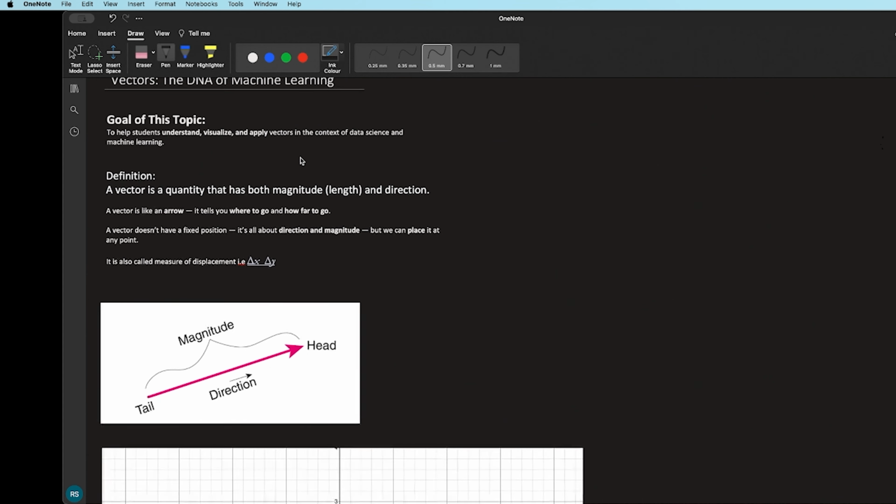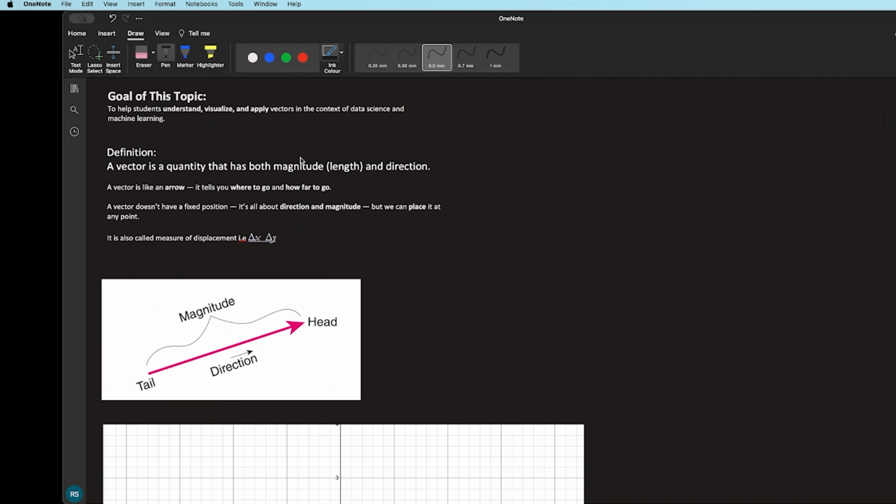So I have written here four definitions. We will explore all these four definitions one by one by drawing the vectors in the graph. A vector is a quantity that has both magnitude, that is length, and direction. The second definition tells us a vector is like an arrow. It tells you where to go and how far to go. The third definition tells us a vector doesn't have a fixed position. It's all about the direction and the magnitude, but we can place it at any point. And the last definition tells us it is also called the measure of displacement, that is delta x and delta y. We will be exploring all these definitions one by one.